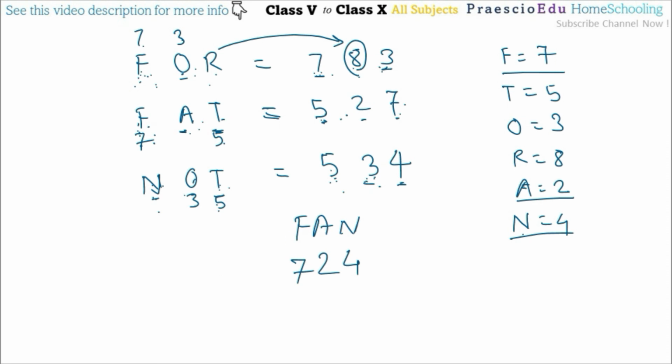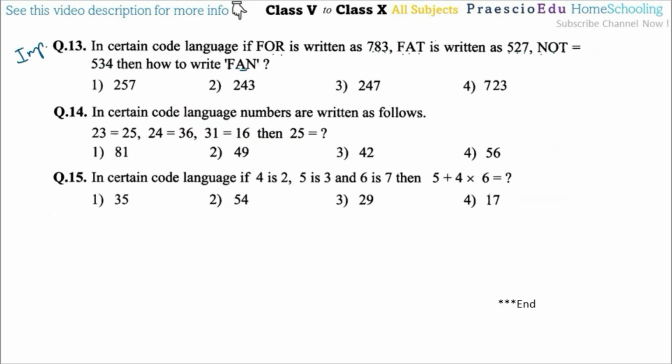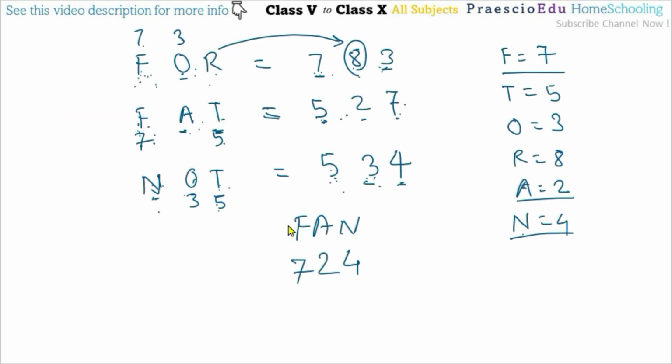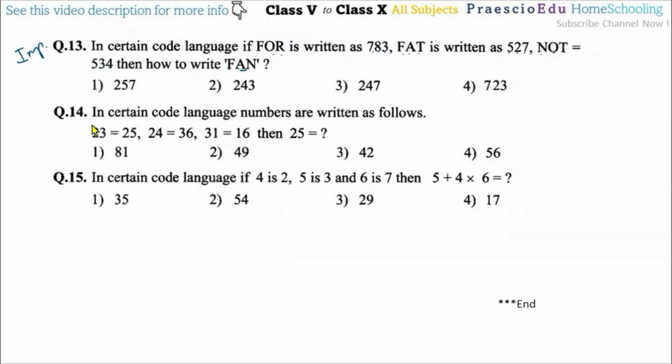So this is given in our options as 7, 2, and 4. So 7, 2, 4 is not given, but 7, 2, 3 is, which might be a printing mistake. So 7, 2, 4 means option number 4 is correct. Our answer is 7, 2, 4.